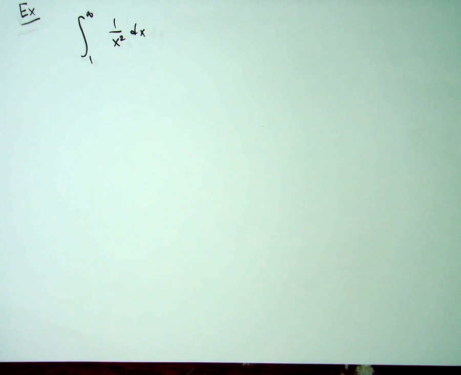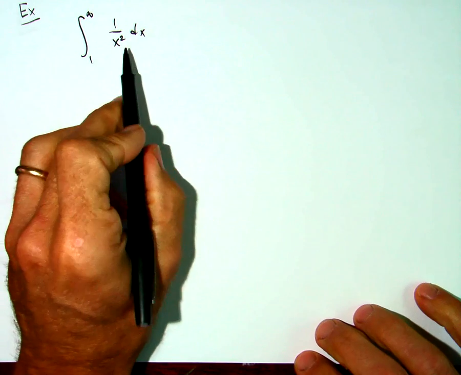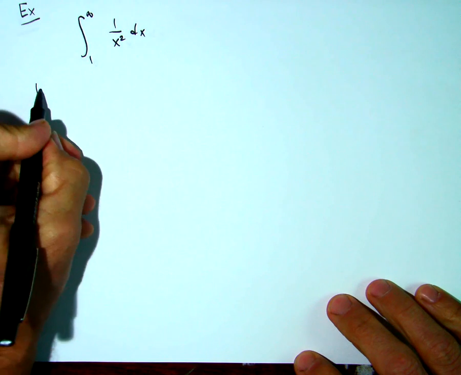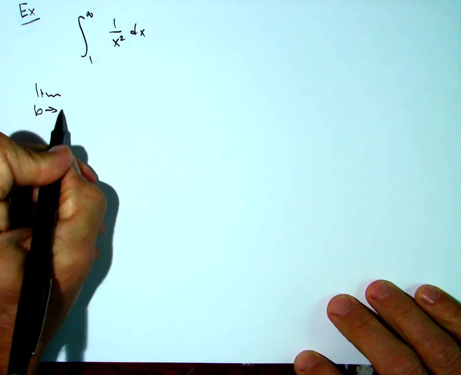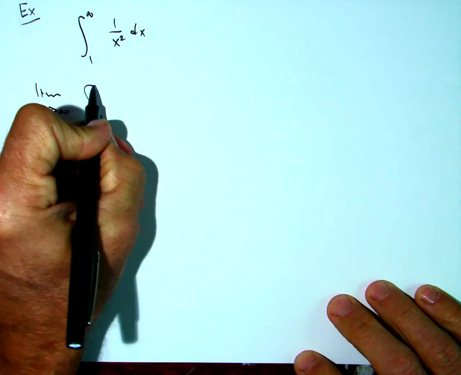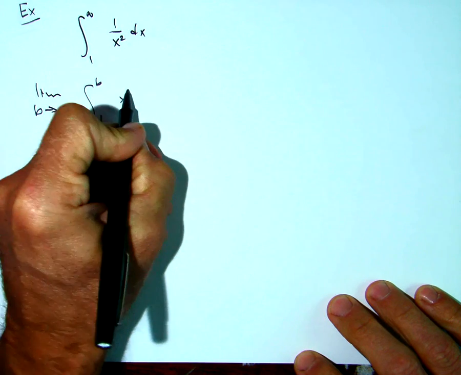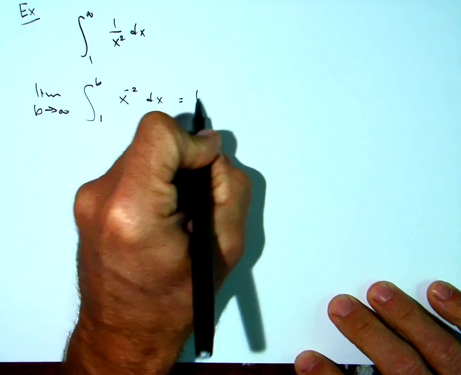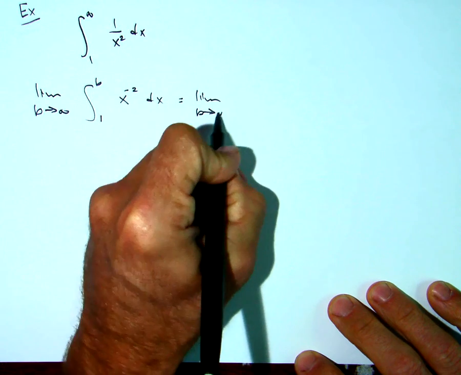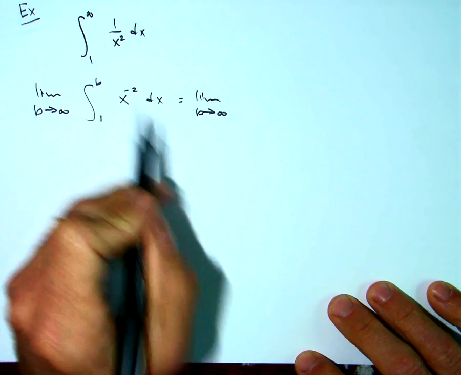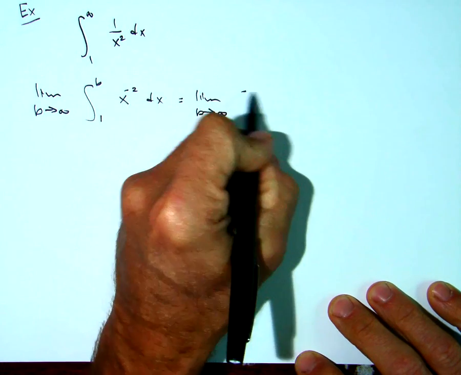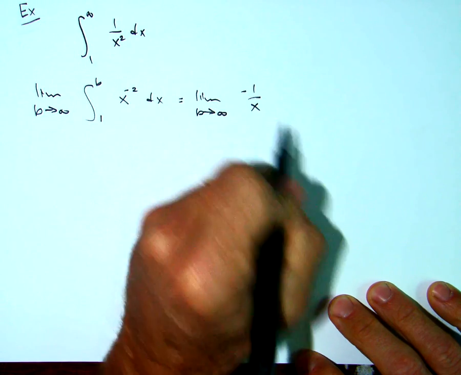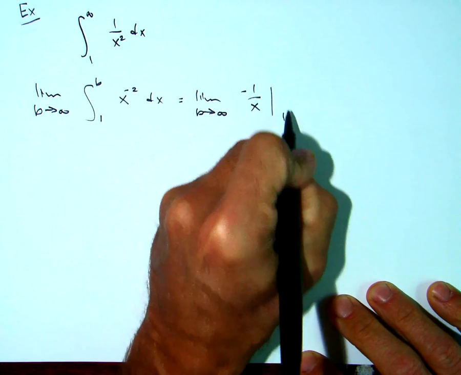Alright, so here I'm going to look at 1 over x squared. What if we basically evaluate the same integral that we did a moment ago, except now I'm looking at 1 over x squared. So I'm going to rewrite this as the limit as b goes to infinity of the integral from 1 to b. I'm just going to rewrite that as x to the negative 2 so we can use the power rule. So I've got limit as b goes to infinity. So we're going to add 1, divide by the new, right? So that's going to be negative 1 over x, and we're evaluating at 1 and b.